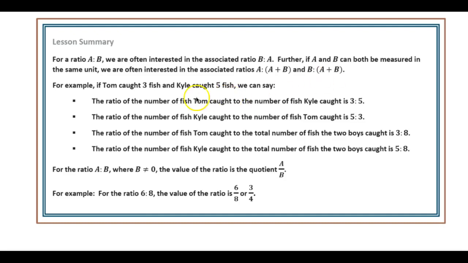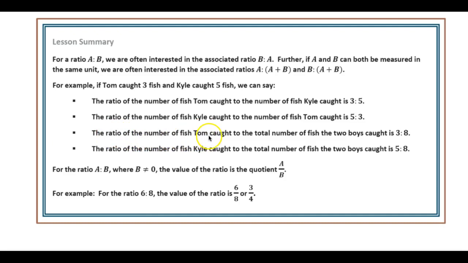For example, if Tom caught 3 fish and Kyle caught 5 fish, we can say the ratio of the number of fish Tom caught to the number of fish Kyle caught is 3 to 5. The ratio of the number of fish Kyle caught to the number of fish Tom caught is 5 to 3. That's this piece here. It's A to B, B to A. It's just flip-flopping. It is not the same, but you can take a ratio and turn it around and change what you're saying about it.